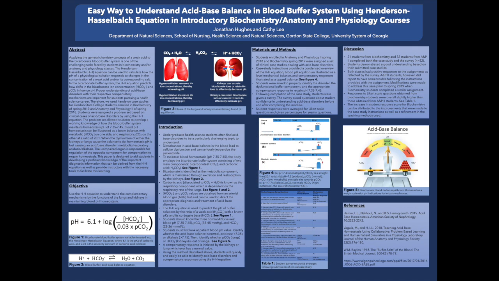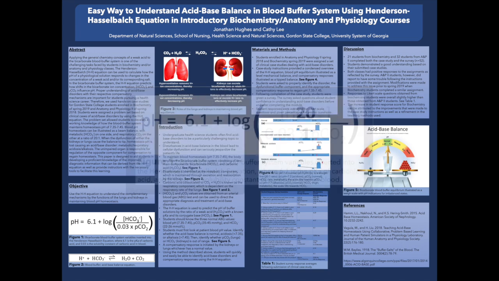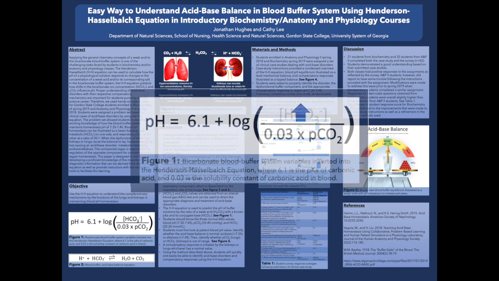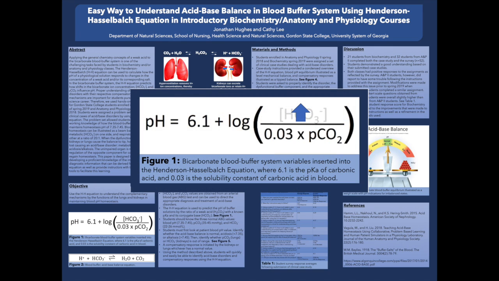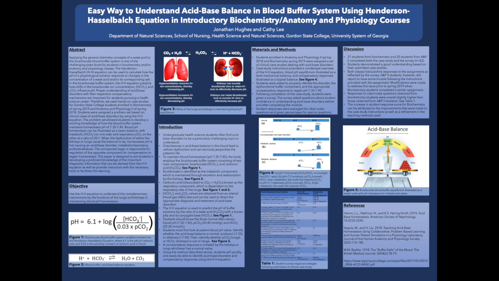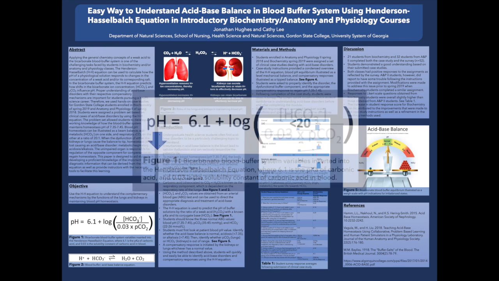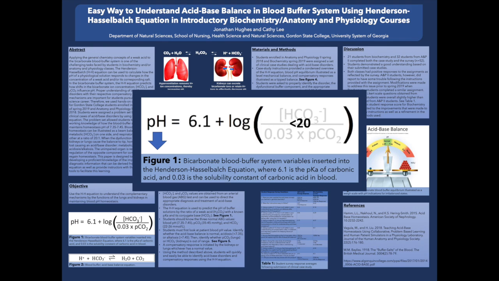During blood buffer homeostasis, the ratio of bicarbonate to carbonic acid is 20:1. Put simply, the overall ratio will equal 20. If the numerator increases while the denominator stays the same, the pH will increase because the ratio increased. On the other hand, if the denominator increases while the numerator stays the same, the overall ratio decreases, and this causes pH to fall.